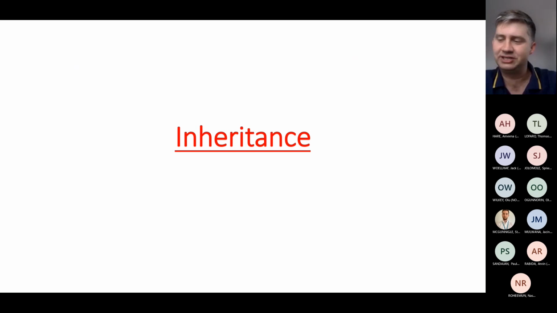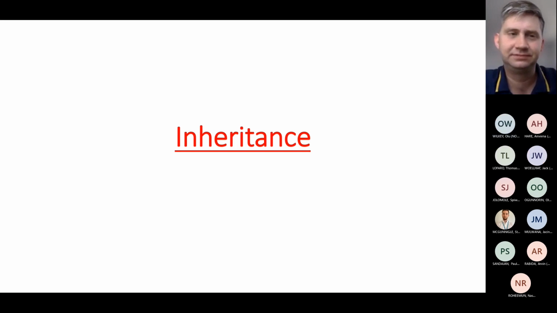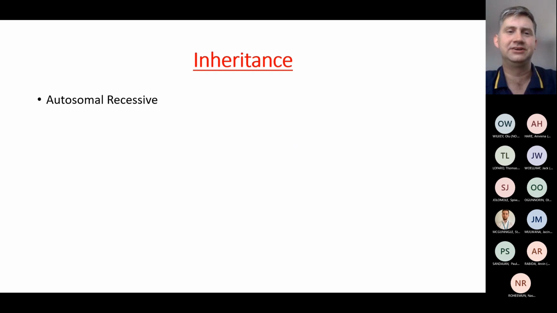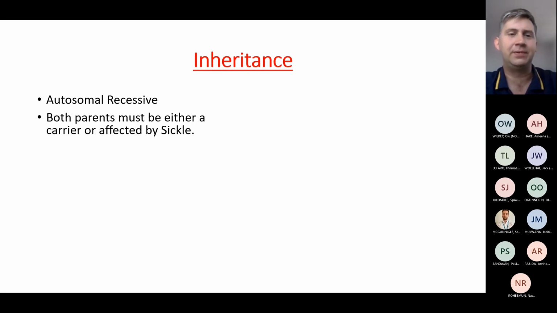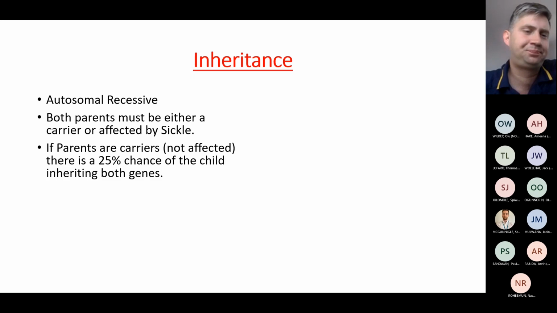Does anyone want to explain how sickle cell is inherited? Like what pattern it follows? An autosomal recessive disease. Yeah, autosomal recessive, awesome. So it's autosomal recessive, which means that both parents have to have a copy of a sickle gene in order for the child to be affected. They might also be affected themselves, but the partner has to carry one of the genes.